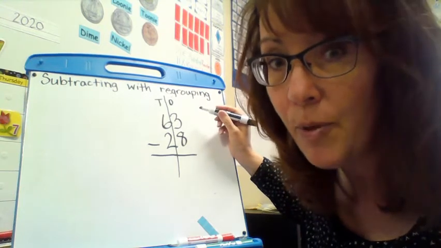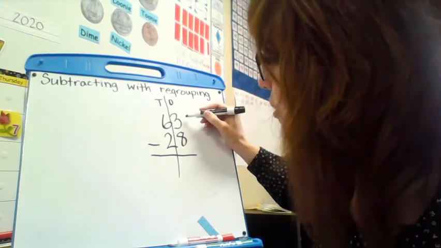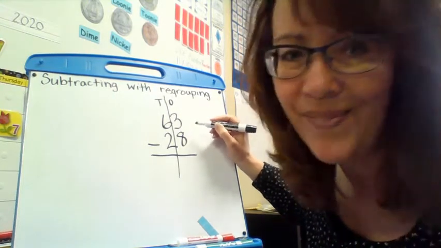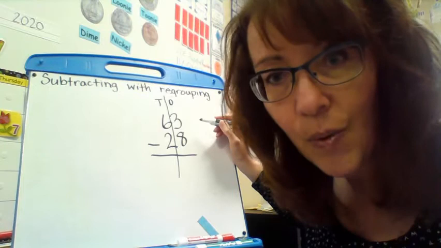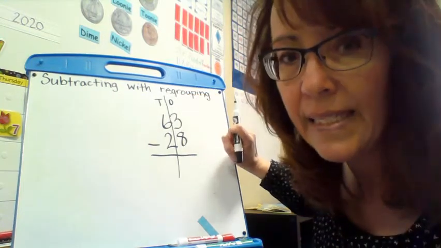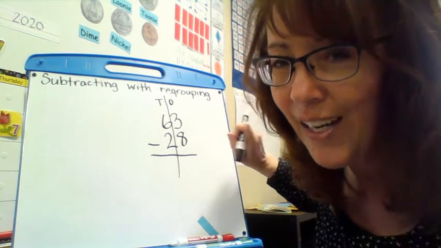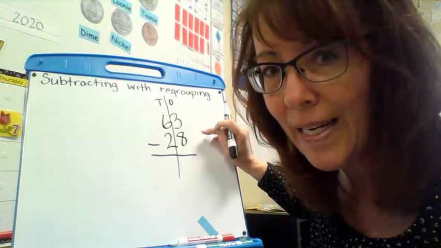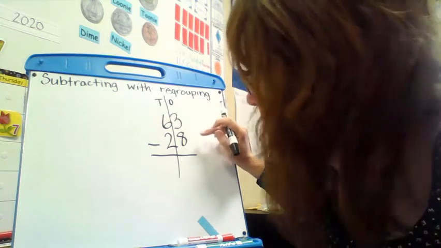More on top, no need to stop. Do we have more on top? Is 3 more than 8? No, it's not. So what do we do? We need to go next door and get 10 more. So let's knock, knock, knock. 10s place. We need to borrow a group of 10 to organize into or regroup into our 1s place.